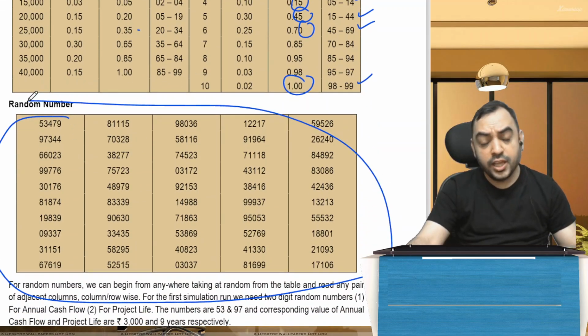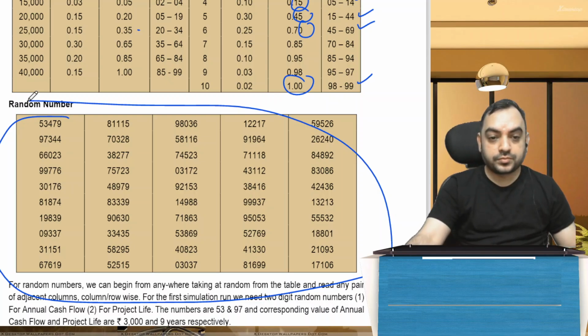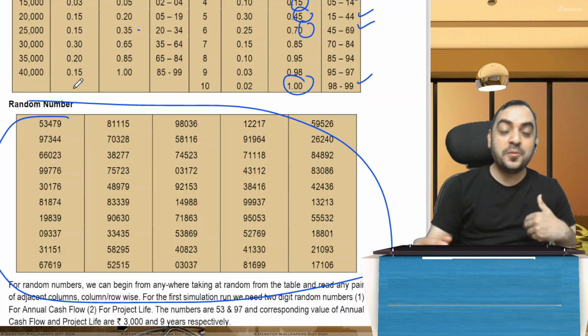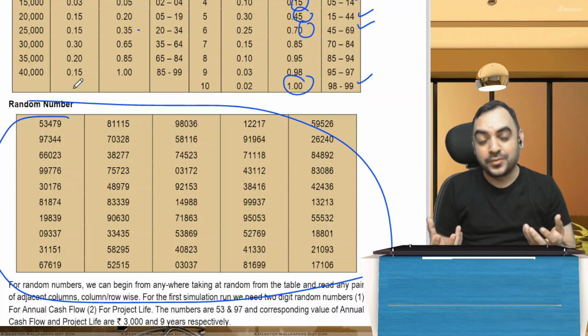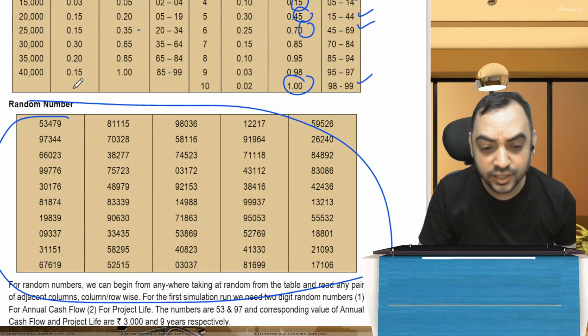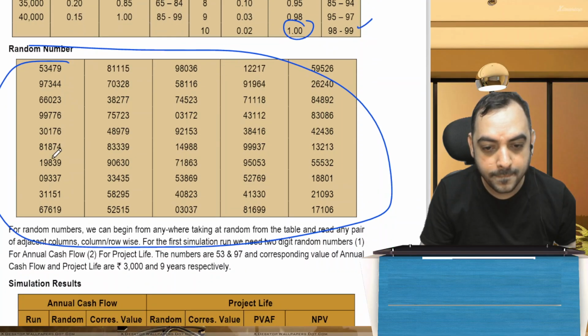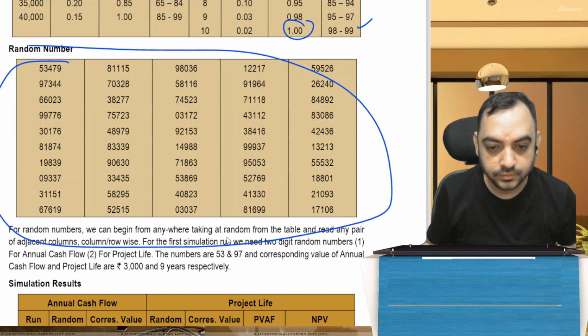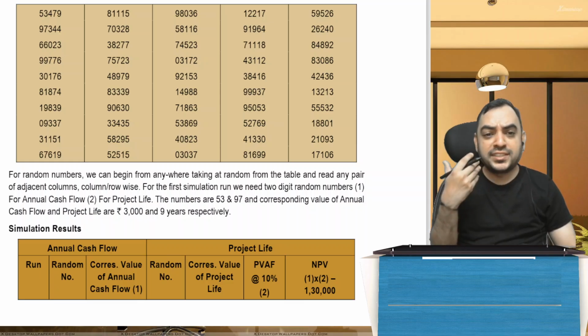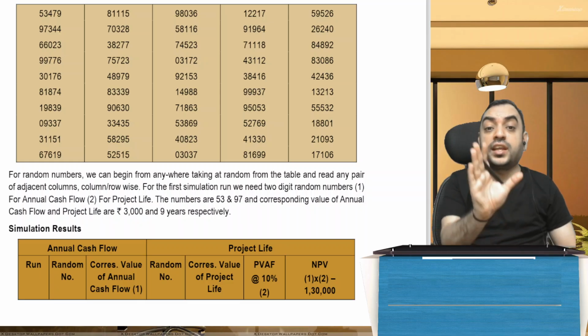Now this random number table will be given in the question. Random numbers will be given in the question, or from the random number you can draw it. But as the name suggests, when it is a random number, everybody's answer should be different because it's random. But if everybody's answer is different, how can an institute evaluate the answer? So they have given you this random number generation table. If everybody takes different random numbers, the institute cannot evaluate because everybody gets different answers. So in the exam, they should give you the random number.